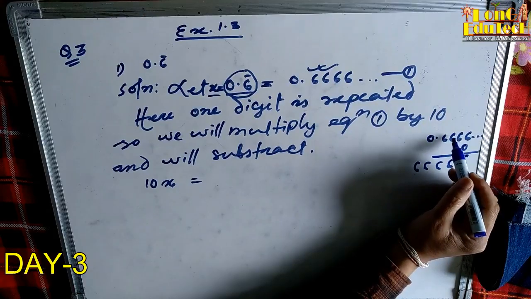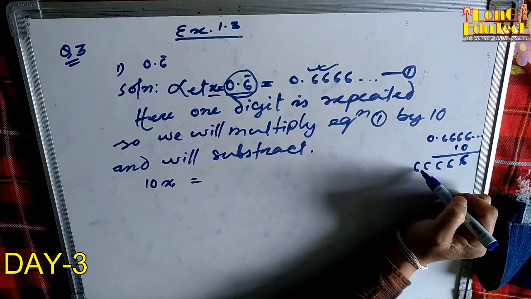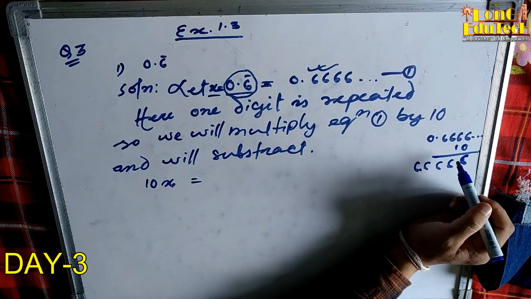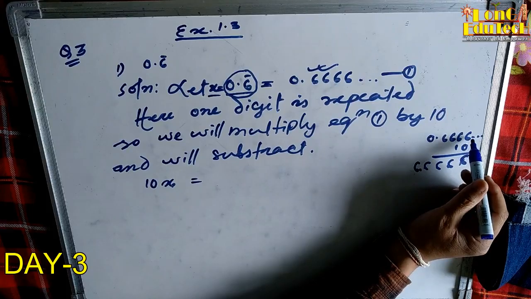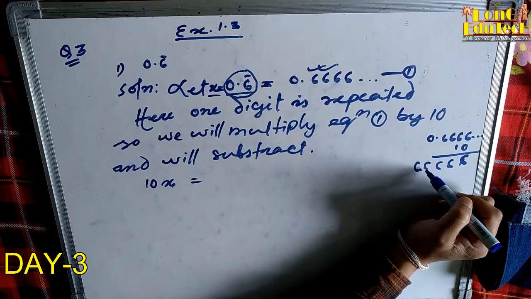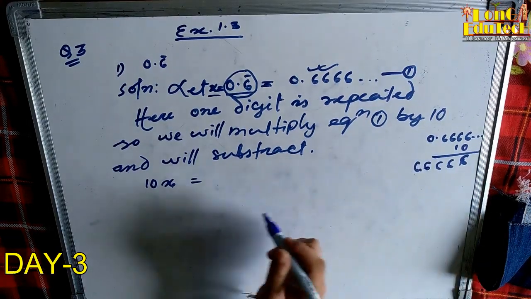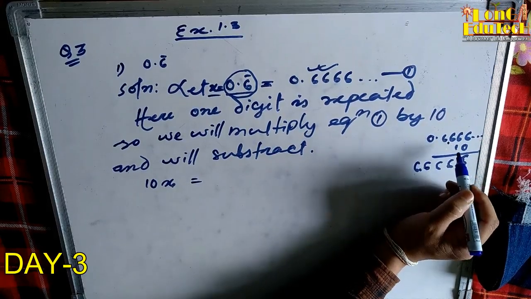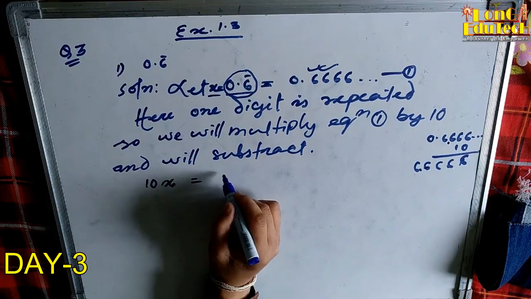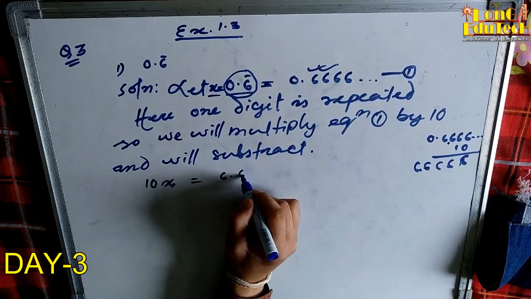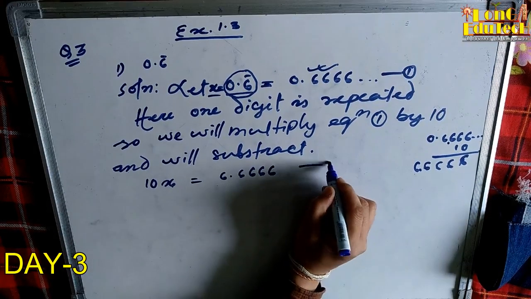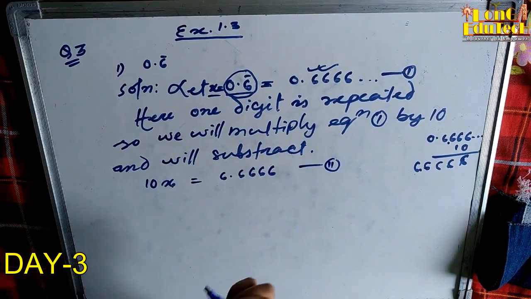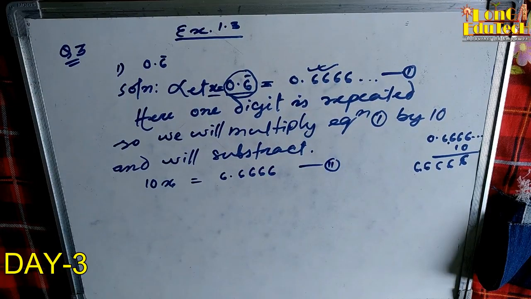The point is after 4 numbers, 1 2 3 4. Whatever, we will just put a point here, no problem. Then it comes to 6.666, how much you want to write, up to you. This is equation number 2. I said we will subtract, right? So this is equation number 2.